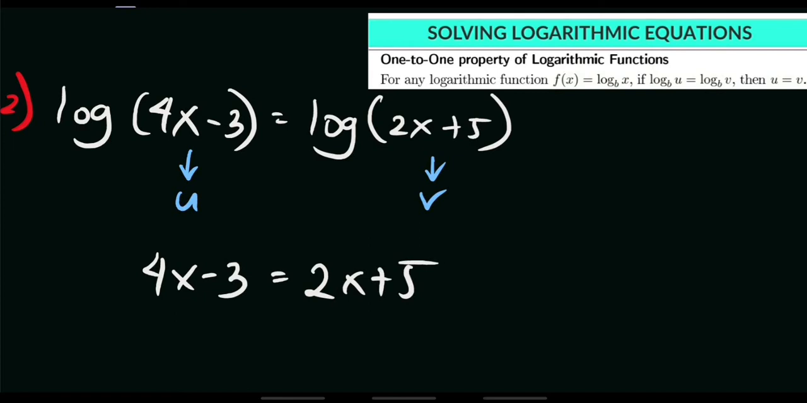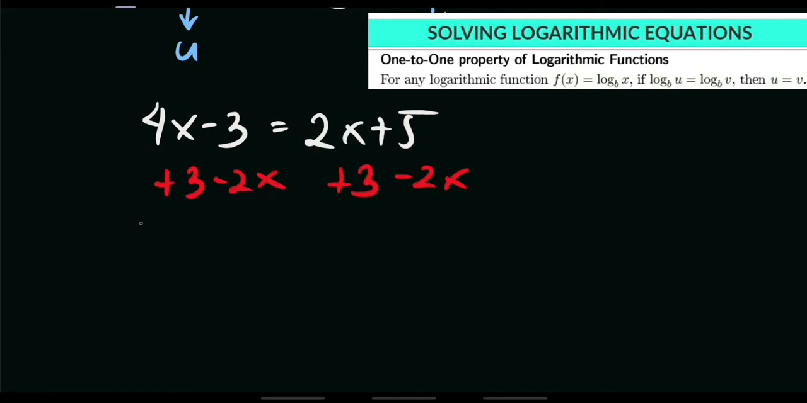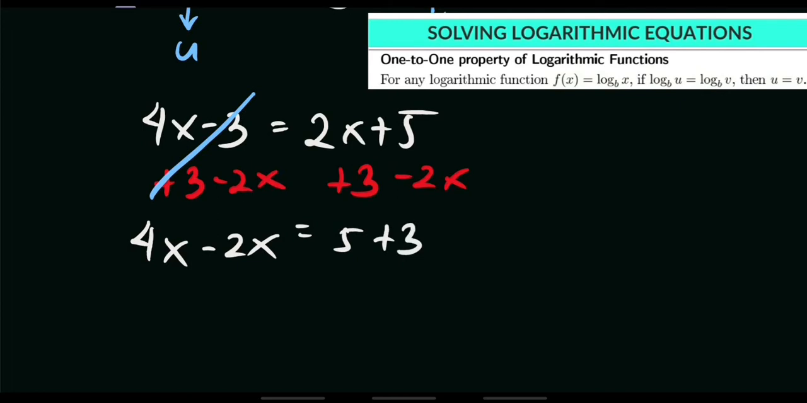Let's combine like terms. It's up to you if you want to transpose 2x and transpose negative 3. Our goal for this part is to simply isolate the value of x. Let's apply APE for this one. Since I want to remove negative 3, let's add 3 to both sides. And since I want to remove 2x, let's subtract 2x from both sides. Then simplify. That gives us 4x minus 2x equals 5 plus 3.